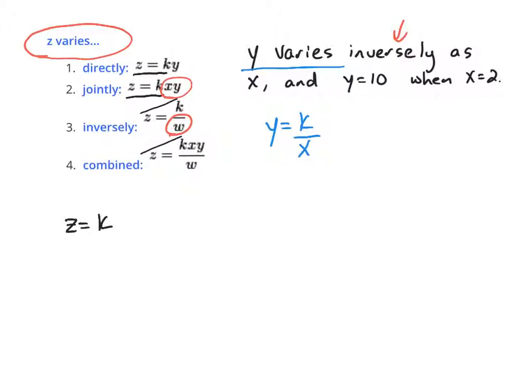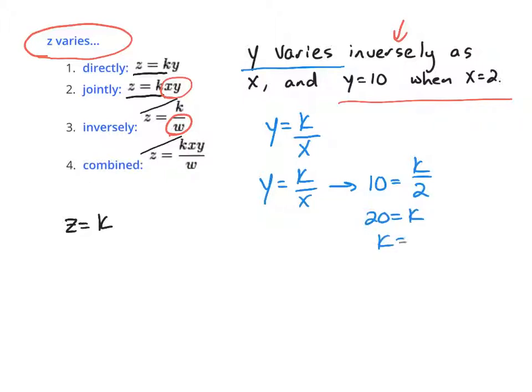Now the first thing I want to do is establish what my constant is. That's why they give us a set of information so that I can solve for k. So y is equal to k over x, and then I'm going to plug in my variables. So we have 10 is equal to k divided by 2. Now to solve for k, I'm just going to multiply 2 to the other side. So 20 is equal to k, or k is equal to 20.